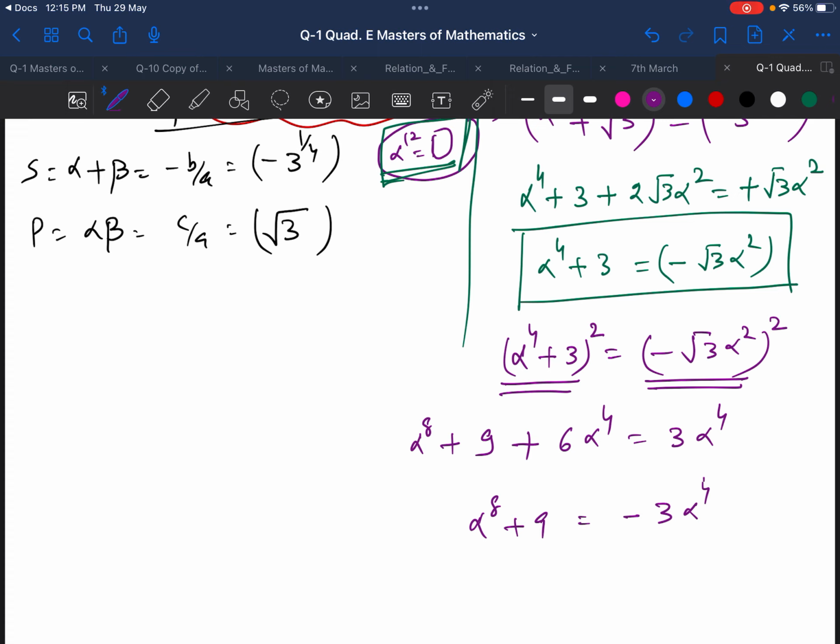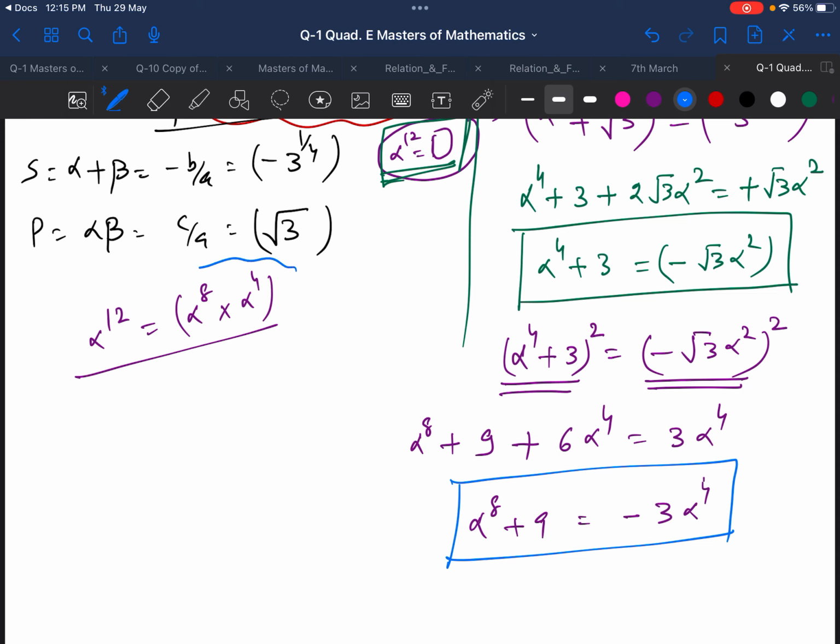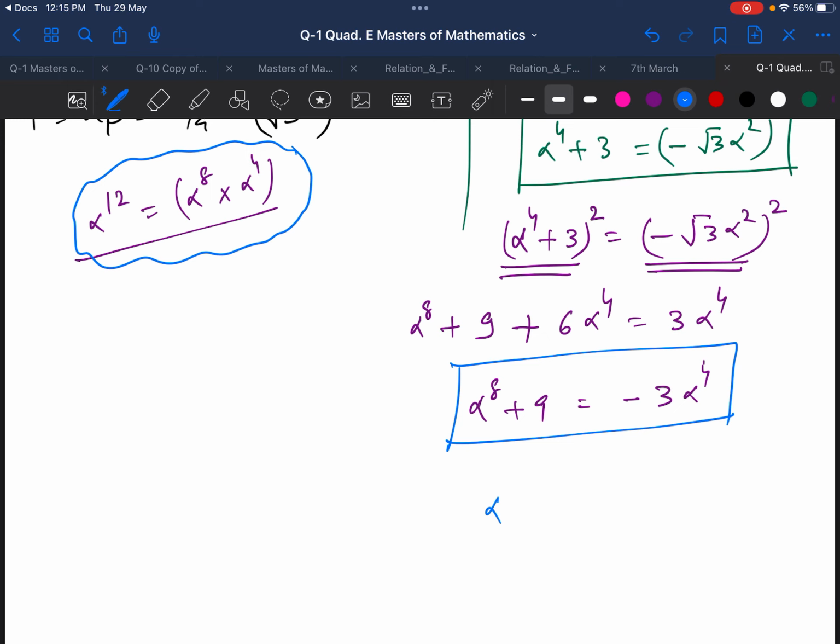Right? Now I can understand that alpha raised to power 12 can be written as alpha raised to power 8 into alpha raised to power 4. I have reached alpha raised to power 8 and am willing to reach alpha raised to power 12. So what I have to do is multiply alpha raised to power 8 plus 9 by alpha raised to power 4. So I will multiply both sides by alpha raised to power 4. I have multiplied both sides by alpha raised to power 4.